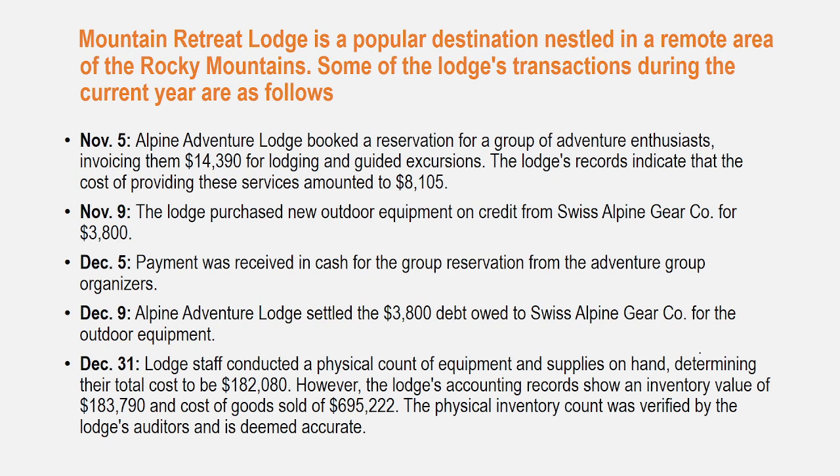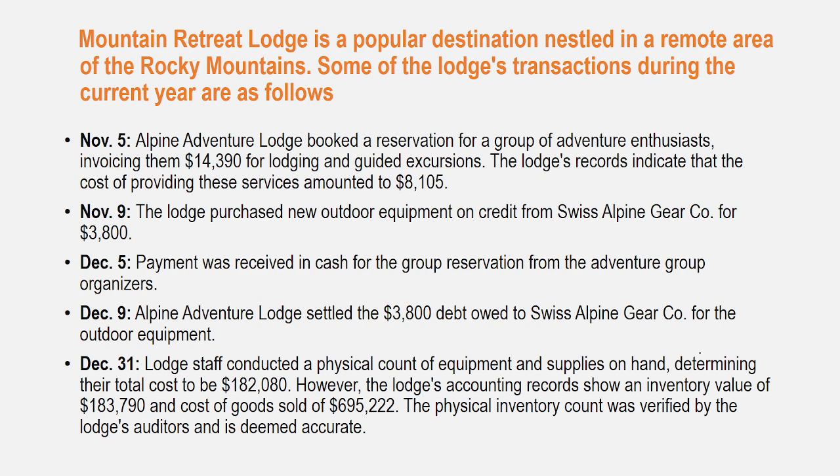In the next economic scenario, on December 5, the lodge received cash payment for the group reservations, and the amount received is $4,390. In this economic scenario, cash payment for reservation takes place. Next, on December 9, the lodge settled the debt owed to Swiss Alpine Gear Corporation for outdoor equipment, and the payment amount is $3,800. So, in this case, settlement of debt takes place.